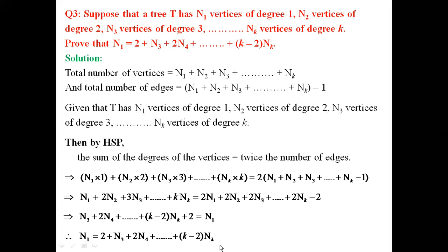So just by using the handshaking property, we were able to get the required result. And before that, we need to note that if there are n vertices in the tree, there are n minus 1 edges in the tree. So the tree theorem concept is applicable as well as the handshaking property.